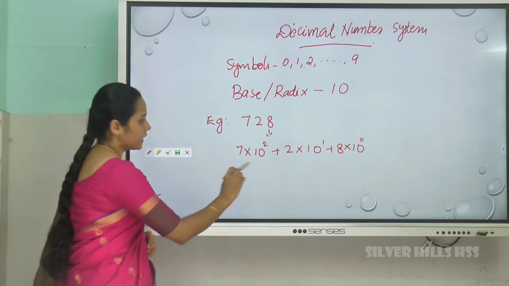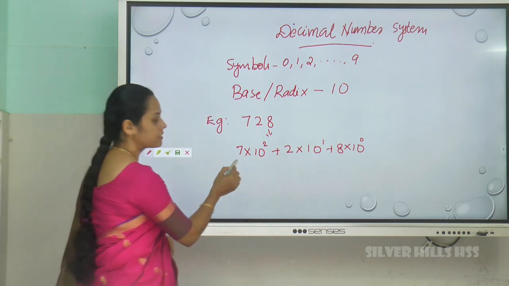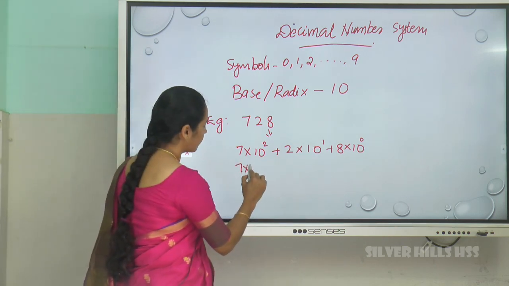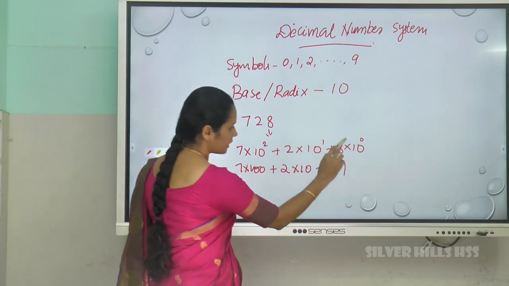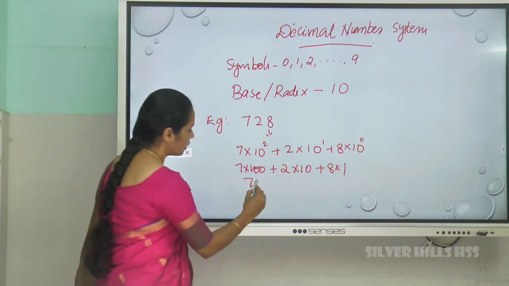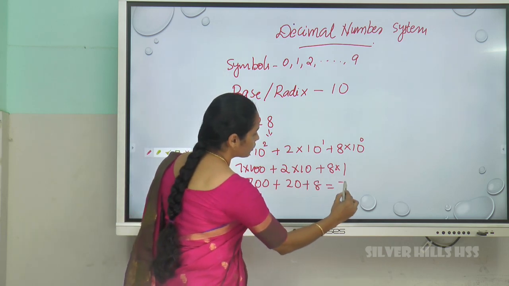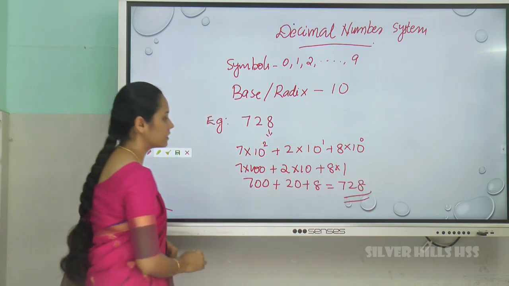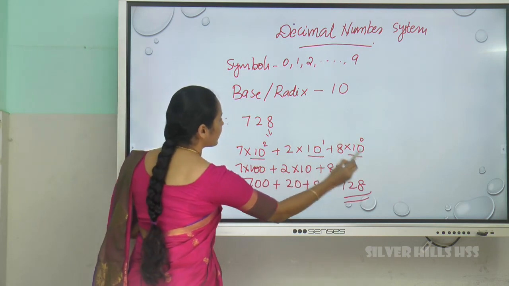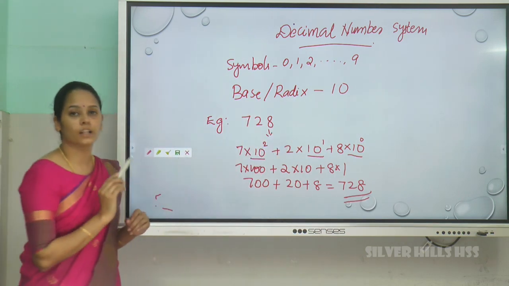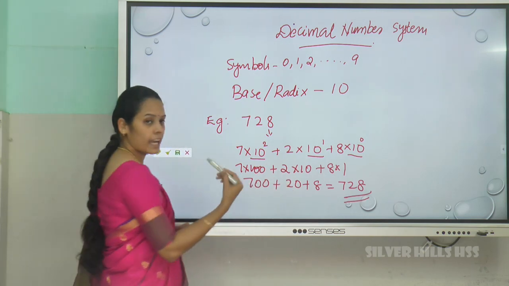The place value of this 8 is in the ones position, this is in the tens position, and this is in the hundreds position. So we can write it as 7 into 100 plus 2 into 10 plus 8 into 1. 10 raised to 0 is what? 1. So this will be 700 plus 20 plus 8, which is equal to 728. We get the number like this. Here, to represent the place value, we are using the number 10. It uses 10 symbols, so the base or radix of the decimal number system is 10.